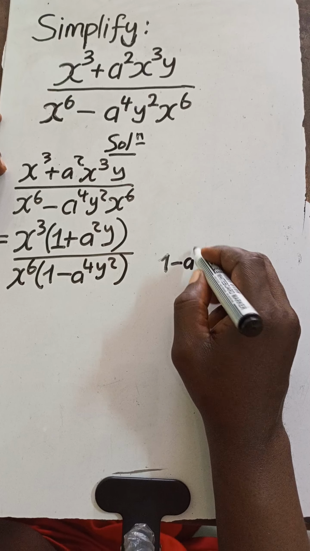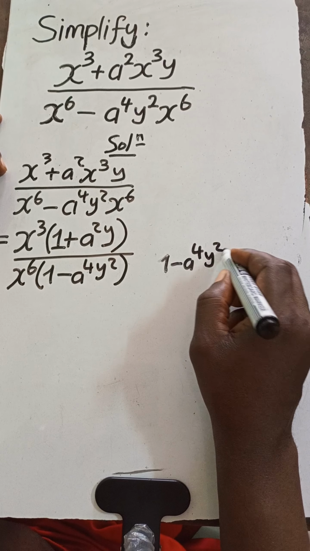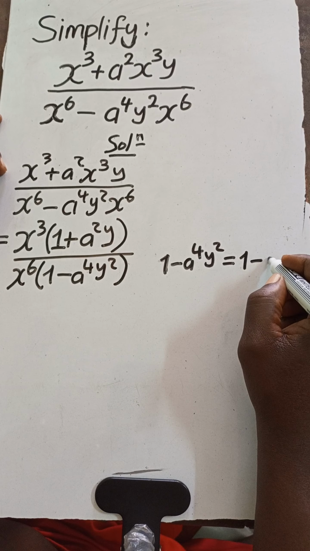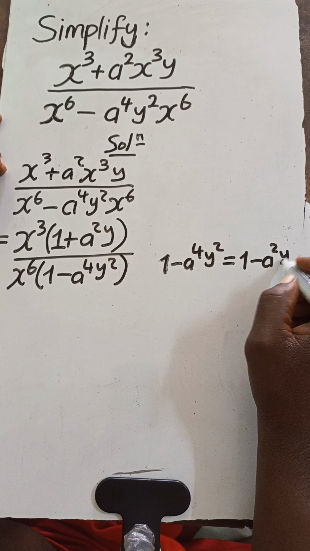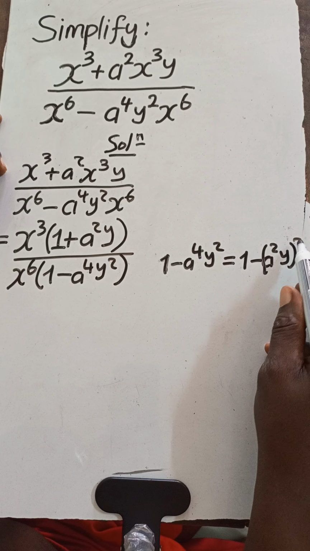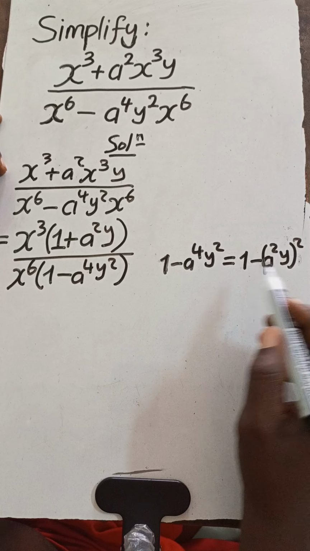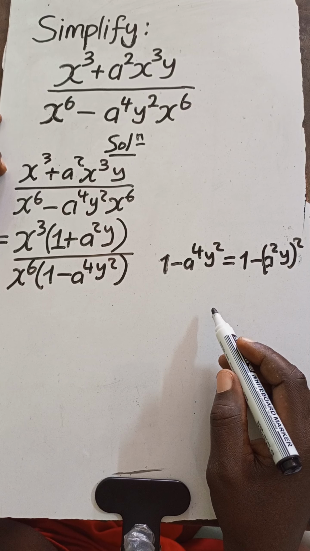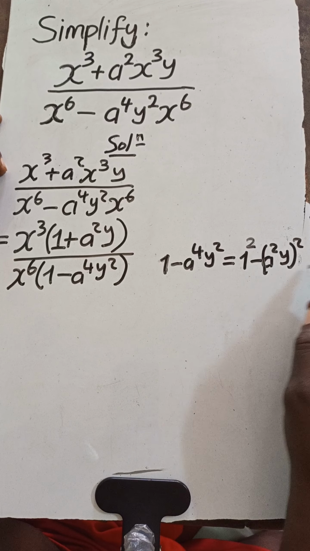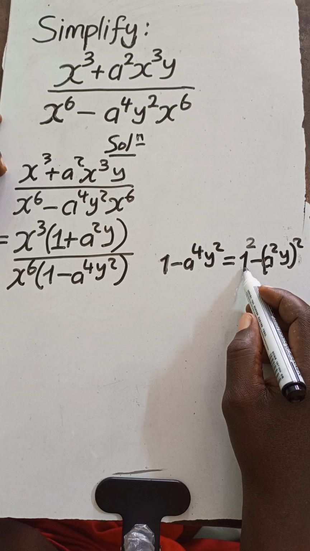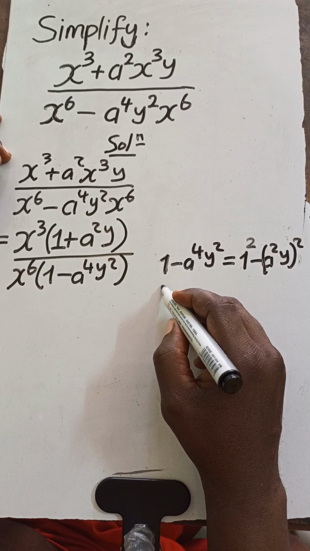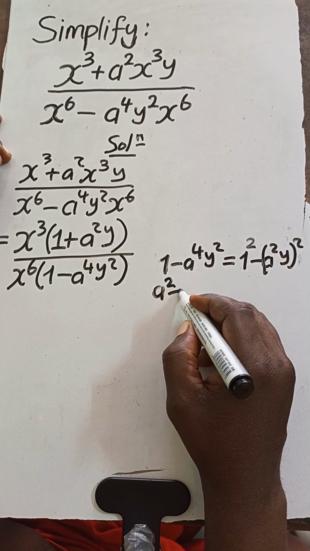1 minus a to the 4 y squared is the same as 1 minus (a squared y), all of that squared. From the laws of indices, a squared squared is a to the power 4, and y squared is y squared. But 1 can also be written as 1 squared, so that we actually see a difference of two squares here. There is this square minus this other square, hence a difference of two squares. Remember again the identity of difference of squares.